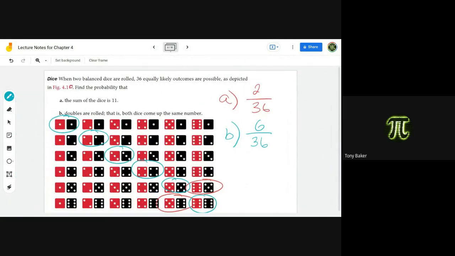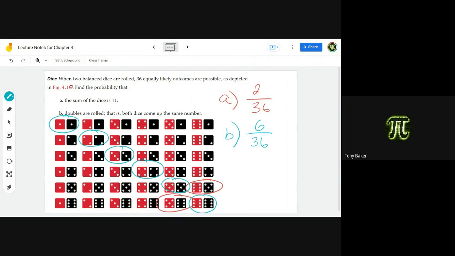How many different ways can I flip a coin? When I flip a coin, what can I get? Heads or tails? Okay. What's the probability that I get heads? 1 out of 2, right? There's only 2 possibilities. Heads is one of them.